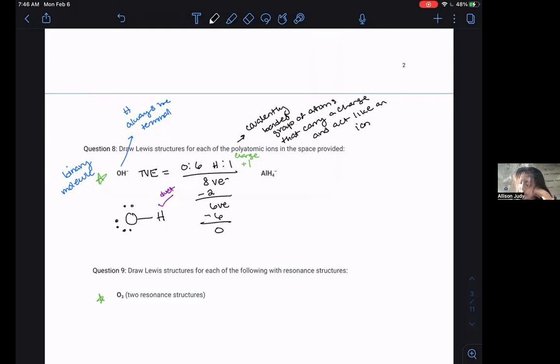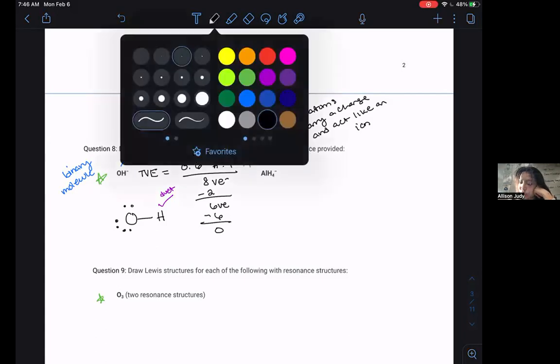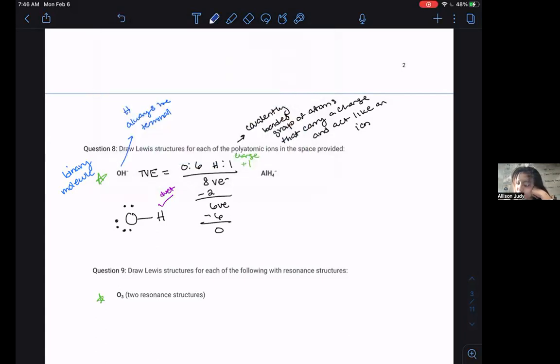Remember how we said earlier that oxygen tends to like to make double bonds? Well, here it wouldn't make a double bond, and here's why. Hydrogen, like a halogen, can never form multiple bonds, because it literally can only handle 2 electrons, access to 2 electrons.